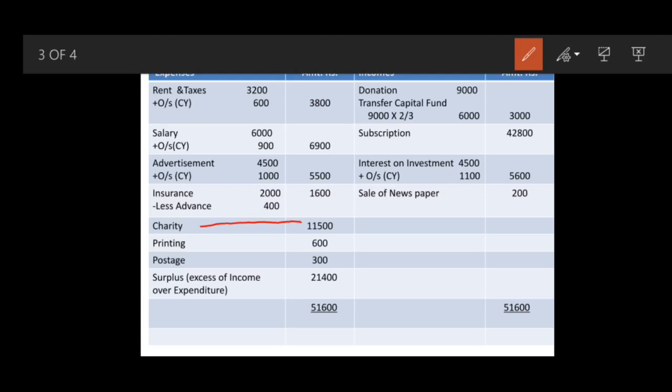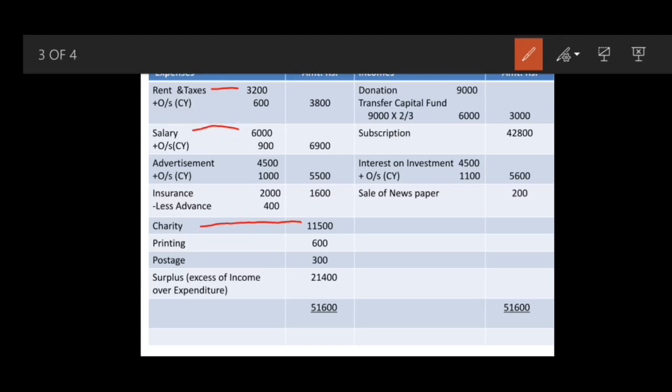Highlighting rent and taxes. You had made a tick mark on rent and taxes. It's an expense, so to the debit side, rent and taxes in the inner column 3200. Then comes your salary. Again you had made a tick mark, so very next, leaving one line, write down salary in the inner column 6000.